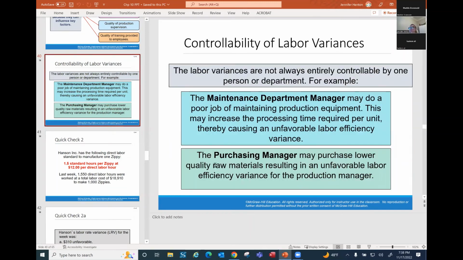The labor variances are not always entirely controllable by one person or department. The maintenance department manager may do a poor job of maintaining production equipment. This may increase the processing time required per unit, thereby causing an unfavorable labor efficiency variance. It could take longer if the equipment you're using is breaking down and causing issues, and so the labor team has to work a little longer on the production of that product.